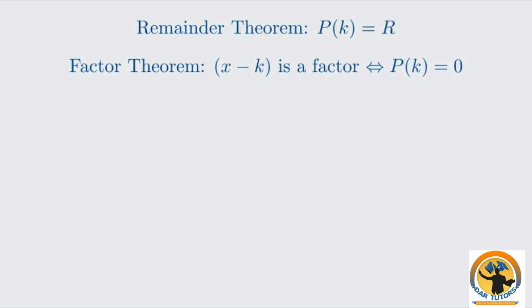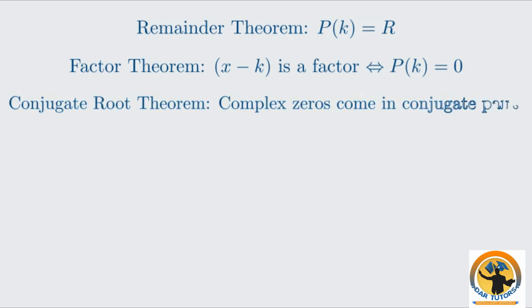We learned that x minus k is a factor if and only if p of k equals 0. Finally, we delved into the fundamental theorem of algebra and the conjugate root theorem, which are essential for working with complex zeros. We established that complex zeros of polynomials with real coefficients always come in conjugate pairs. These theorems are powerful tools for analyzing polynomials, finding their roots, and solving for unknown coefficients. Mastering them is crucial for success in IB mathematics AAHL.